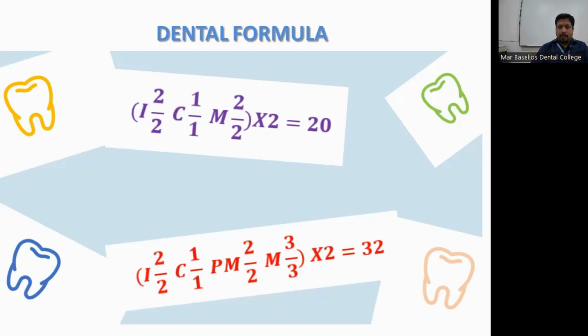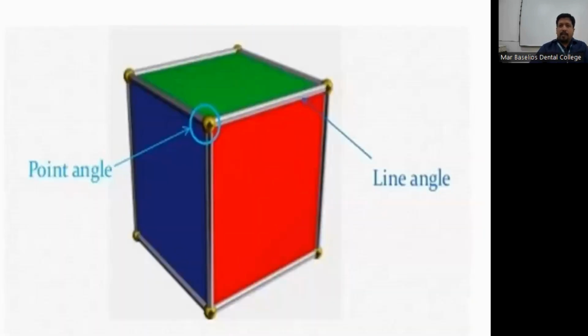This is dental formula. Next one is regarding line angles as well as point angles. In order to understand that, consider a box which will be having length, width, as well as height. As you see in this image, there will be a junction between these surfaces. If you consider two surfaces, for example, the red one as well as the green one, then we will be having joining of these two surfaces with the help of a line.